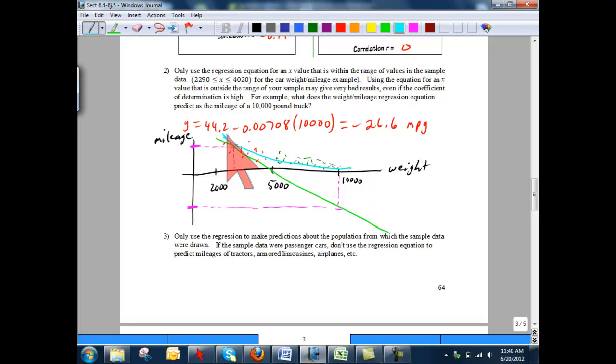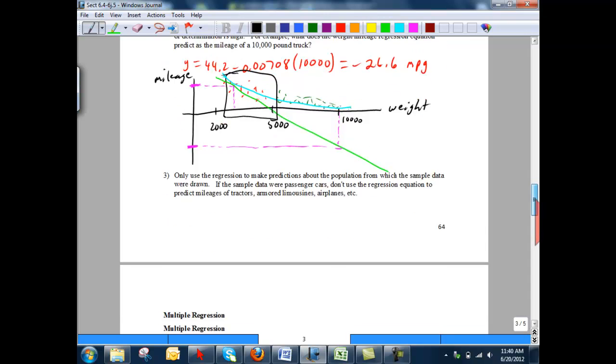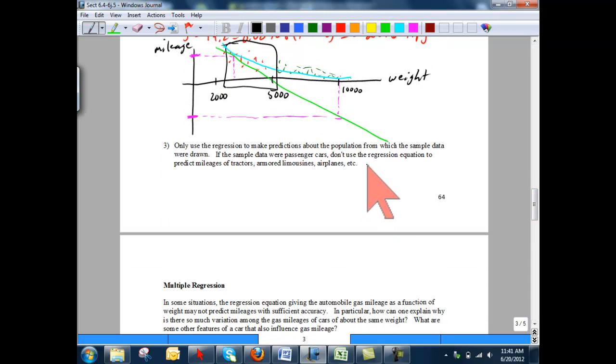We won't do that in this class, but the point is that you shouldn't attempt to use the regression equation outside of the range for which it was designed to be used. And likewise, you shouldn't use the data for practical situations that are different. So even if we were able to find a tractor, for example, that weighed 4,000 pounds, I shouldn't attempt to use this regression equation because the equation was derived using cars, not tractors.